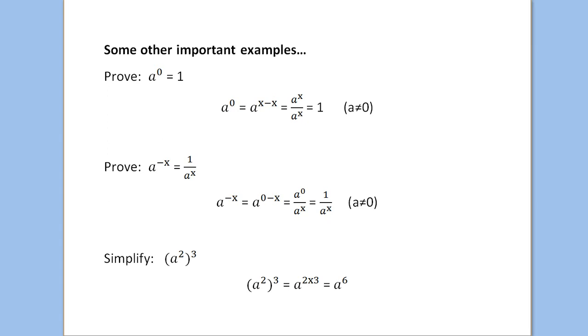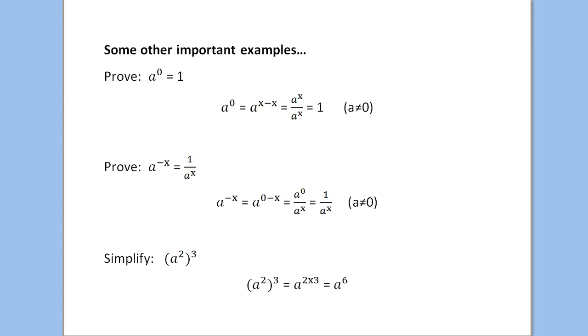And then that's obviously equal to 1, because something over something is just 1. Now, what's very important is that a to the x is not allowed to be 0, and a is also not allowed to be 0. Okay, prove that a to the minus x equals 1 over a to the x.